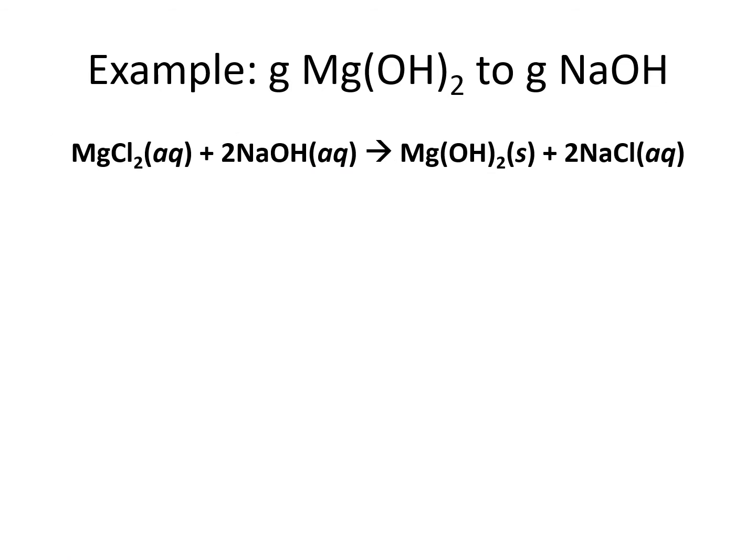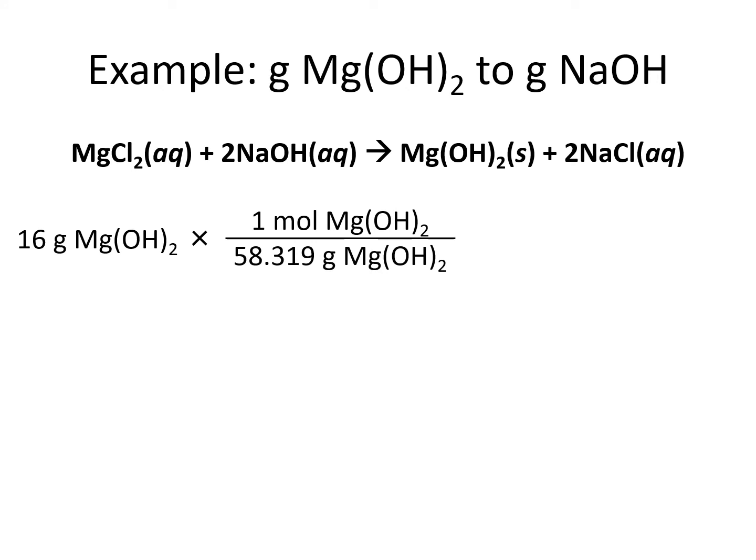First, we go from grams of magnesium hydroxide to moles of magnesium hydroxide. We have to get it into moles before we can do any sort of stoichiometric calculations. To get it into moles, we're going to divide by the molar mass of magnesium hydroxide. If it's not already given to you in the problem, you have to calculate it from the periodic table.